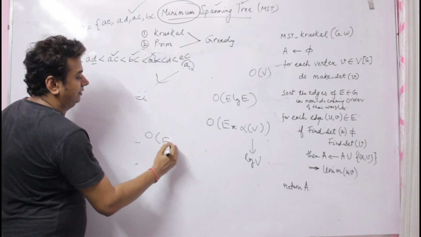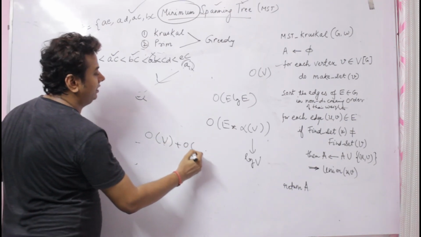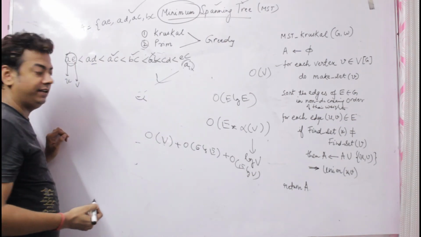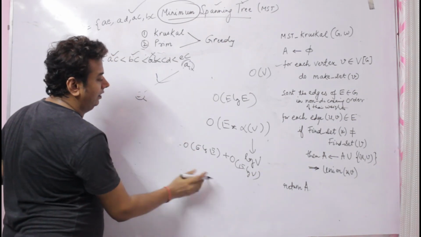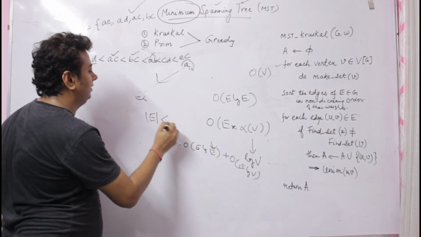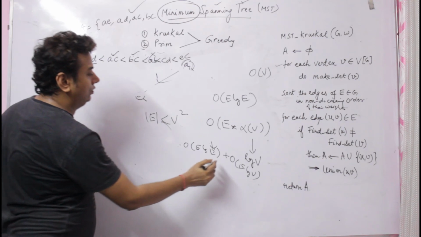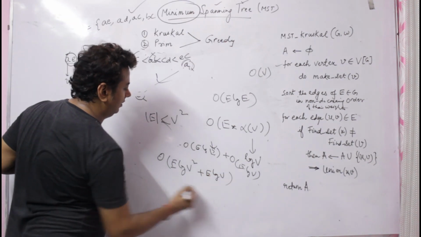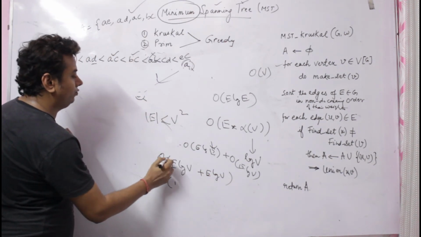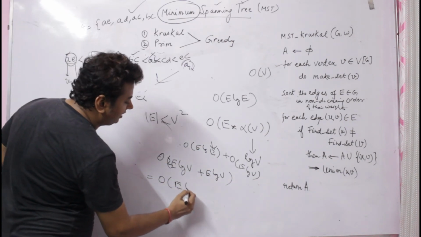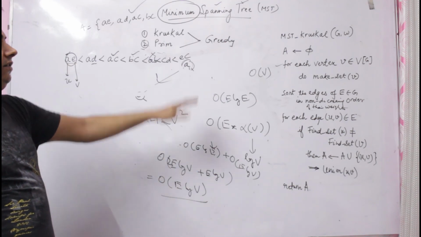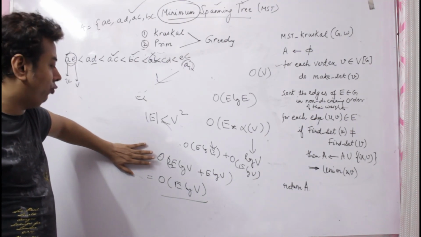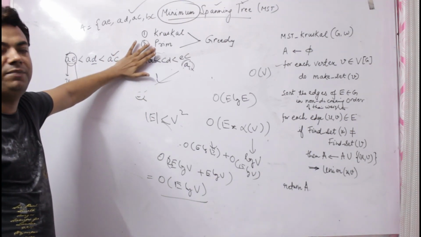So if you sum up, this is O of V plus O of E log E plus O of E log V. Now since we have an upper bound, we can write this as 2E log V plus E log V, which is nothing but E log V. So the time complexity of the minimum spanning tree by Kruskal's method is E log V. We can improve upon this by performing Prim's algorithm.